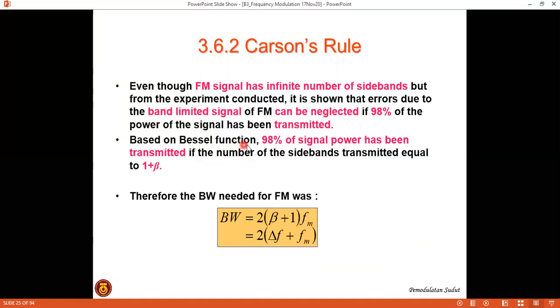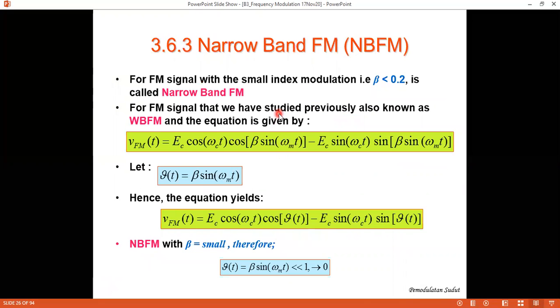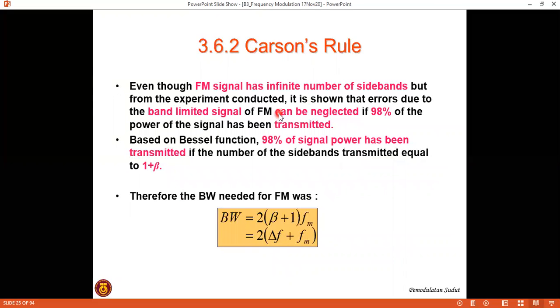So based on the Bessel function, 98% of the power has been transmitted if the number of sidebands transmitted equals beta plus 1. Okay, so if our n is equal to beta plus 1, then this means that 98% of signal power has been transmitted. Why 98%? It's from the experiment. It says that the errors can be neglected.